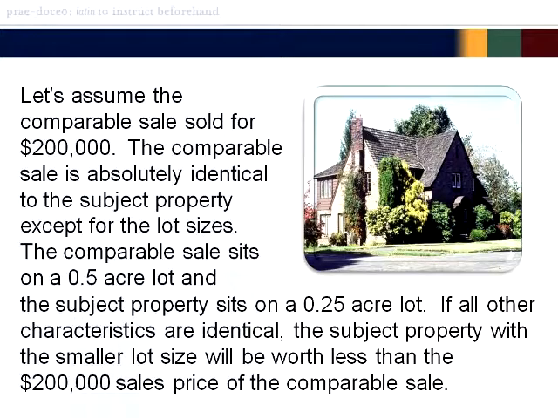Let's assume the comparable sale sold for $200,000. The comparable sale is absolutely identical to the subject property except for the lot sizes. The comparable sale sits on a half-acre lot and the subject property sits on a quarter-acre lot. If all the other characteristics are identical, the subject property with the smaller lot size will be worth less than the $200,000 sales price of the comparable sale.